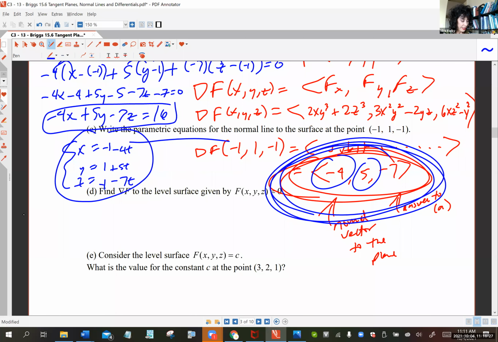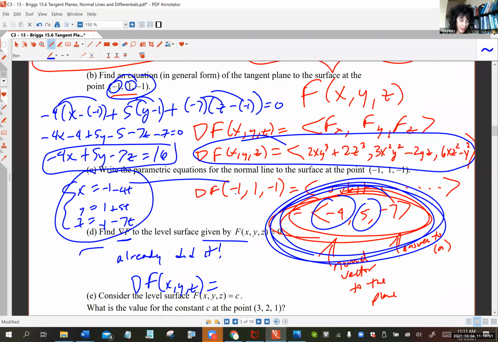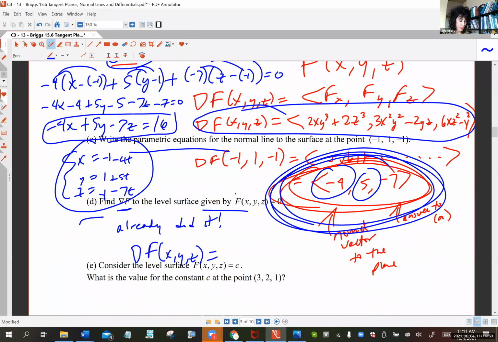Done. Letter D, find del F to the level surface given by f(x,y,z) equals 0. We already did it. We already got that gradient. What do you mean? We got that del F was equal to, and I want to write it all out again, but this guy right here, without the x's, y's, and z's plugged in. So go see above. So we did this already.